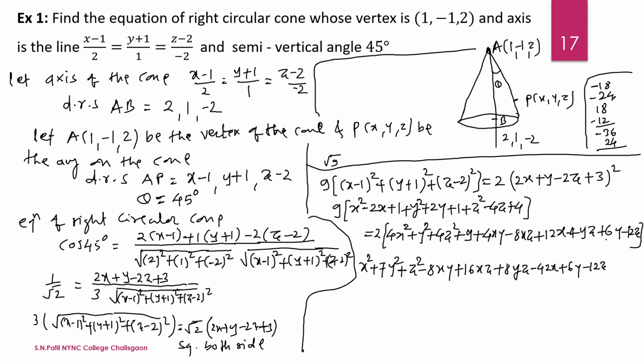Okay, now construct the constant term. First we construct the constant in the bracket. 1 plus 1 is 2, 2 plus 4 is 6, 6 into 9, 54. Now here construct the constant term. There is only one constant term in the left hand side. Into 18, 9 into 2, 18 minus 18. So here plus 36 is there, is equal to 0. Okay, so which is the required equation of the right circular cone. Thank you. Thanks for watching the video.